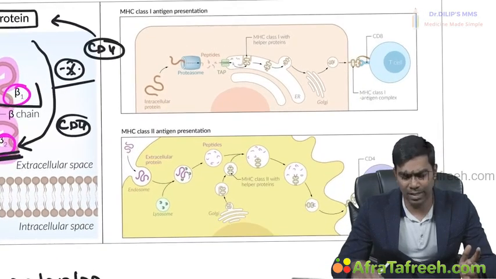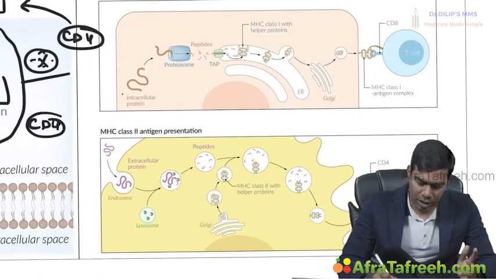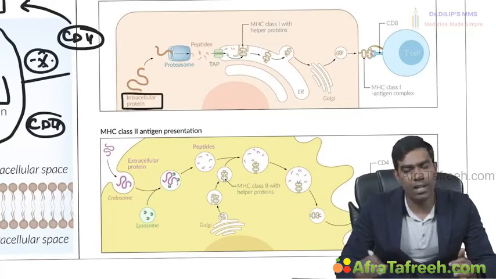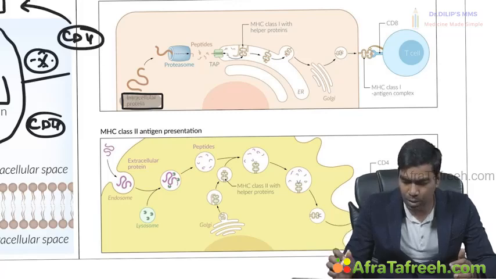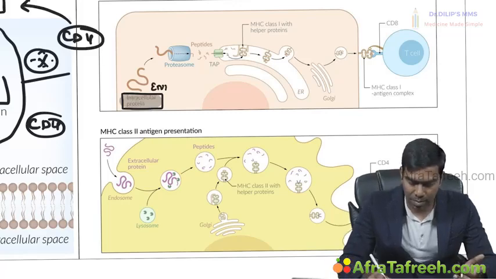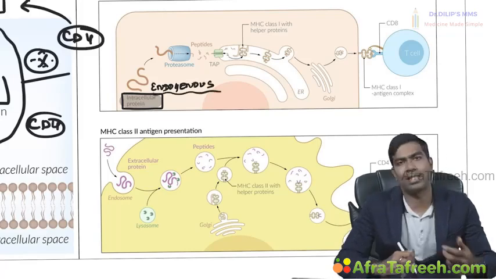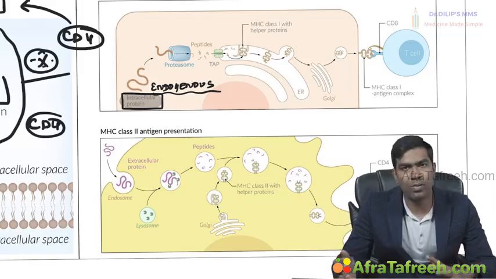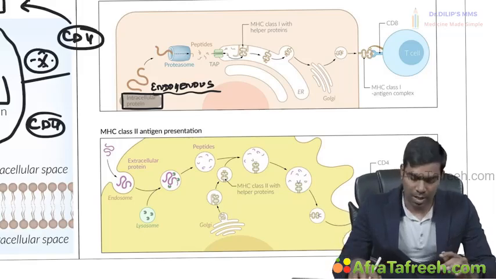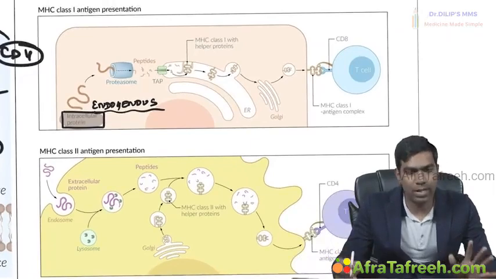As simple as that. So what are the basic differences between MHC class 1 and MHC class 2? You can see it here. The basic difference lies in how they present the antigen. MHC class 1 is processing intracellular proteins, which is what is given in this diagram. What we are going to discuss is that it's an endogenous antigen that is presented through MHC class 1.